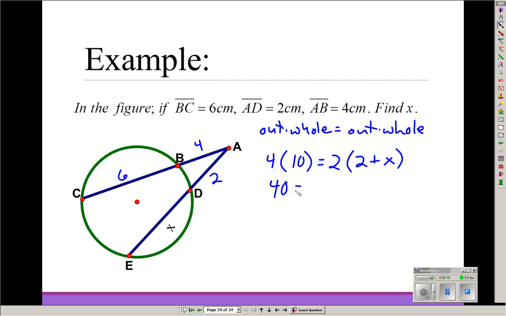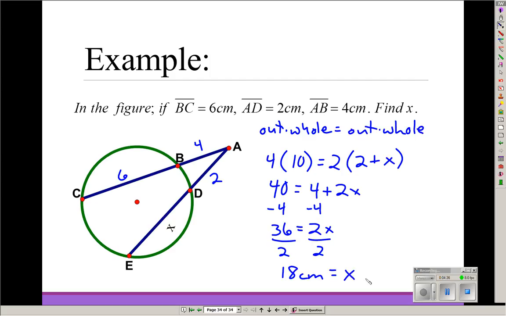40 on the left. Distribute here. 2 times 2 is 4, plus 2 times x is 2x. Subtract 4, and divide by 2. And x is 18, and the label would be centimeters. So when you have secants intersecting a circle, do the outside part times the whole thing equals the outside part times the whole thing.